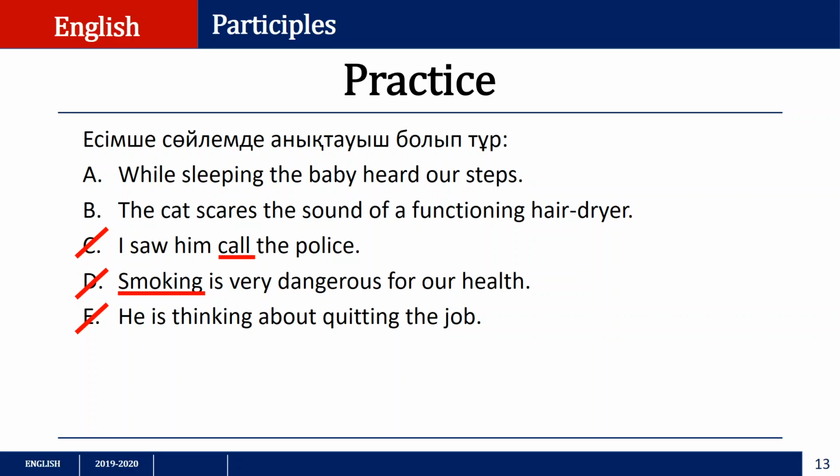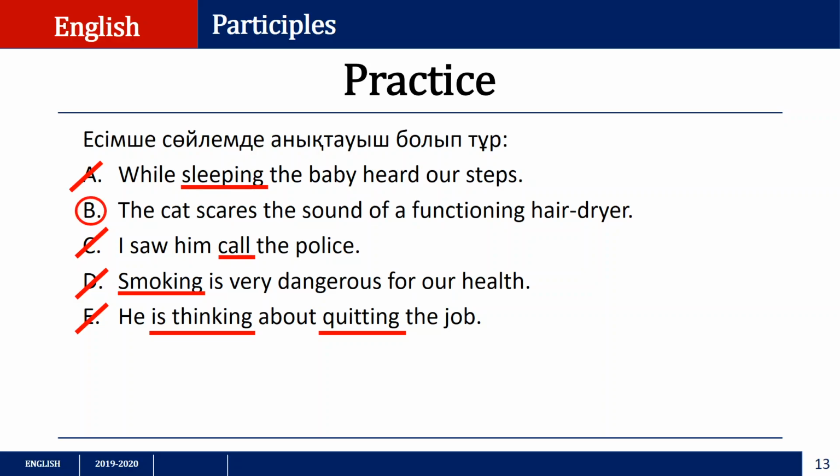Another one with verb ing is variant E. He's thinking about quitting the job. Is thinking is present continuous, so it's not participle 1. He's thinking about what? Quitting the job. Quitting plays the role of object, not the attribute. Another one: while sleeping, the baby heard our steps. Sleeping is not attribute. Doing what? It's adverbial modifier.